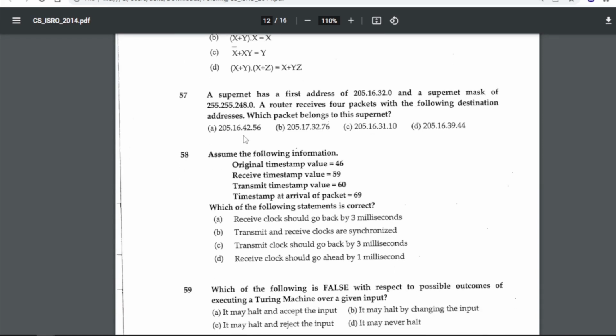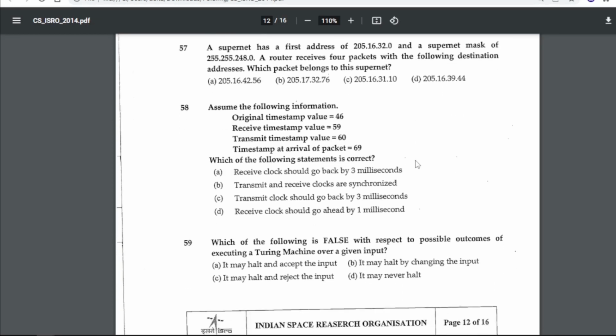Now question number 57: a supernet has a first address of this and a supernet mask of these. A router receives 4 packets with the following destination addresses, right? Which packets belong to this supernet? If you solve this, you will get the answer as 205.16.39.44, right? So D will be the correct answer.